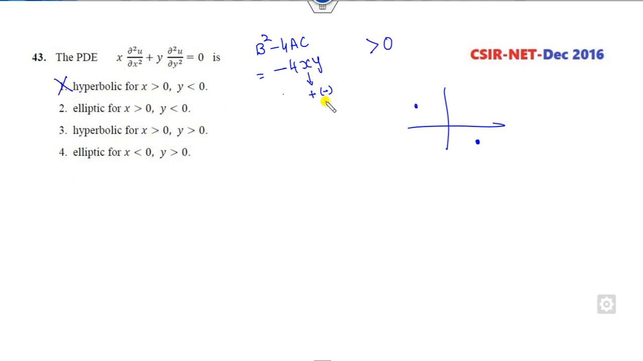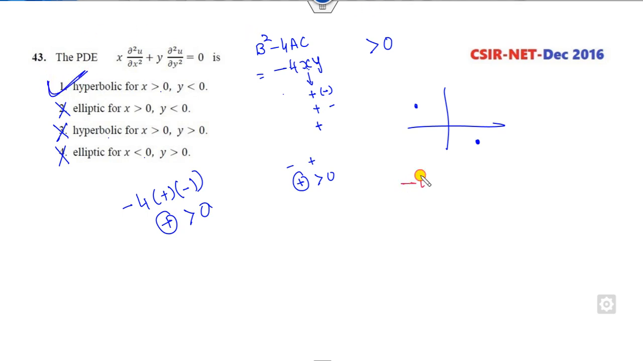Elliptical, when x is positive, y is negative, so it becomes negative. So that is cancelled out. Hyperbolic, when both are positive, it is negative, so it is elliptic here. When x is negative, y is positive, so the product will be negative. So which option is wrong? I can check the first one again. When x is positive and y is negative, the product is negative, so b square minus 4ac is greater than 0, it's hyperbolic. Sorry, the first option is the right one.